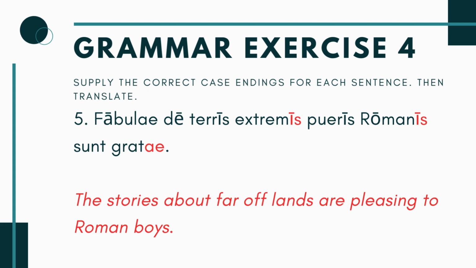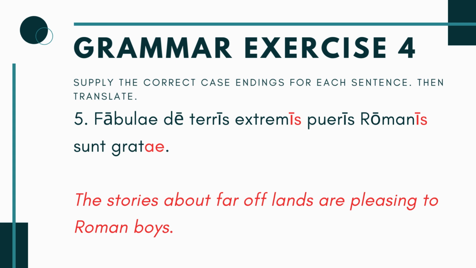In number 5, you have fabulae de terris extremis pueris Romanis sunt gratae. Okay, so extremis, extremus, right, extreme or far off, is describing the terris, the lands. So de takes an ablative. When you're saying something about something, right, it's going to go with the ablative. So terris here is ablative plural. Okay, so you have, and it comes from terra, right? First declension, a feminine word for land. So you're saying the fabulae, the stories, right? And the stories de terris extremis means about far off lands. Okay, extremis is matching terris. They're both ablative, plural, feminine.